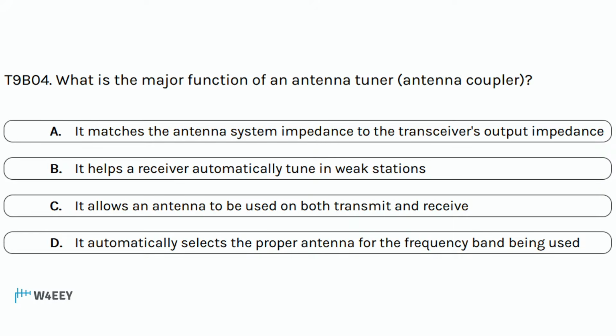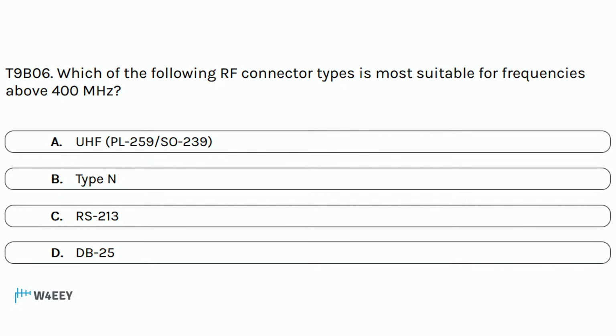And what is the major function of an antenna tuner, also known as an antenna coupler? A. It's involved with impedance matching. It matches the antenna system impedance, the feed line and the antenna, to the transceiver's output impedance and makes the transmitter happy. So which of the following RF connector types is most suitable for frequencies above 400 megahertz? I didn't mention this, but think of our friend at AT&T. B. Bravo. Yeah, Mr. Neal, type N.